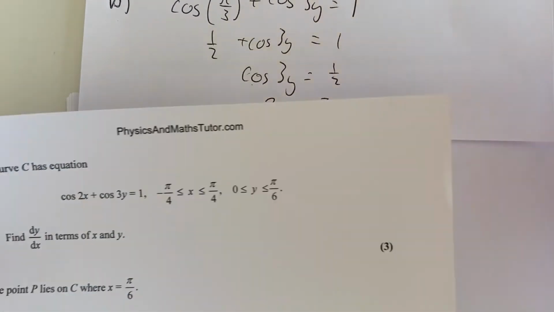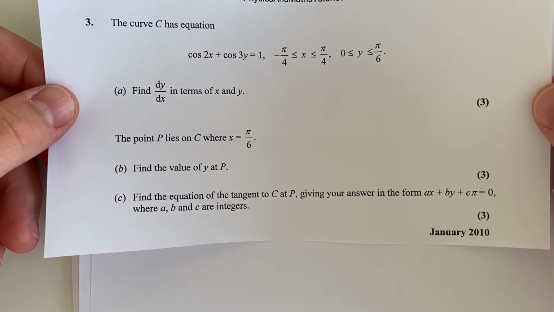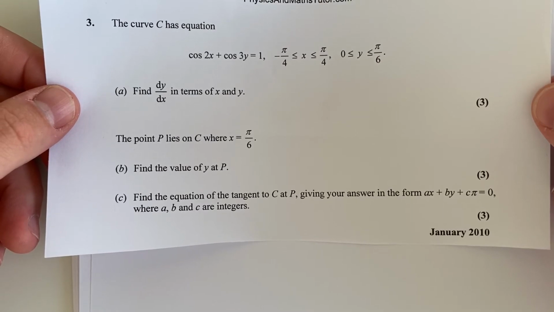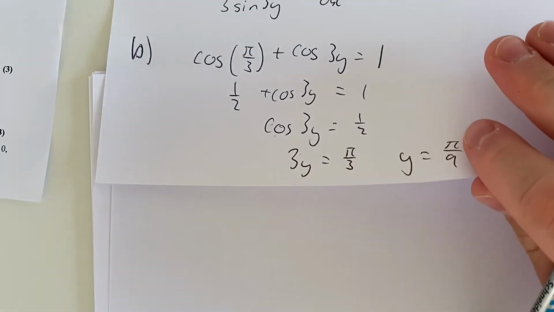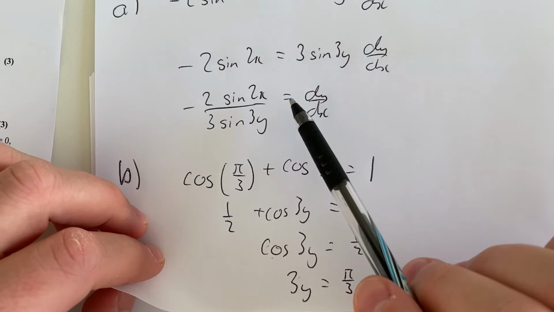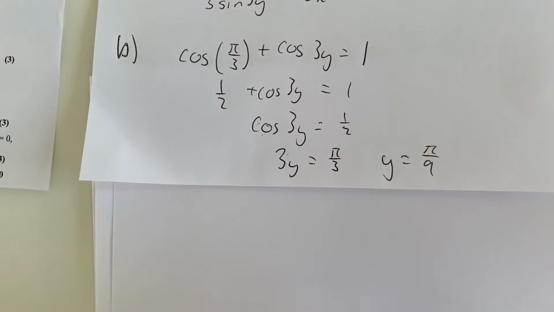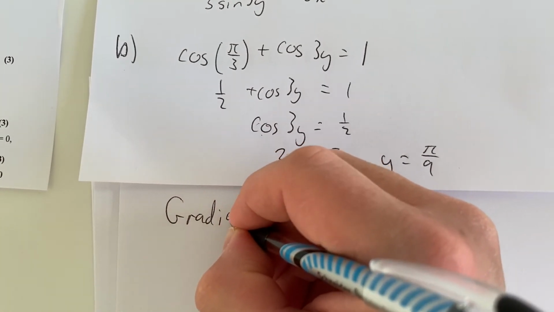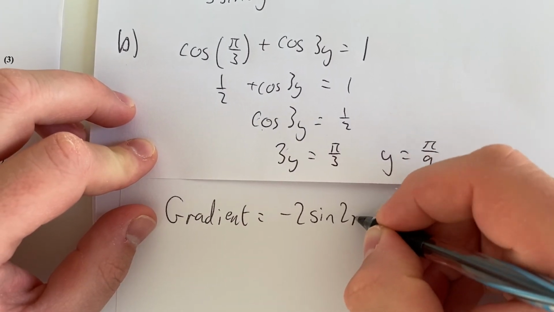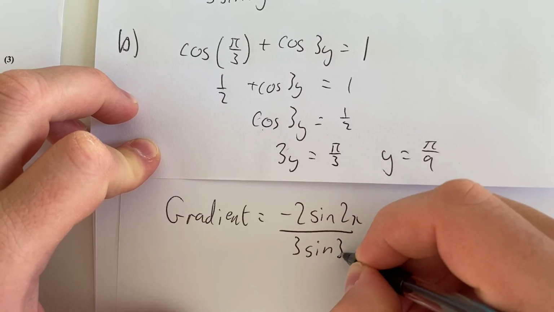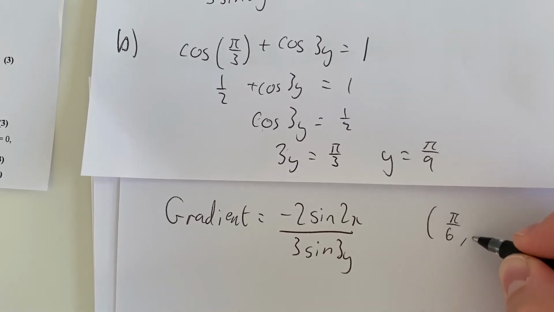So then, third part, find the equation of the tangent to C at P, giving your answer in the form ax plus by plus c pi equals 0, where a, b and c are integers. So we've done a lot of the work before. So we have dy by dx, so for our gradient, it would be equal to minus 2 sine 2x over 3 sine 3y, and we have the coordinate pi by 6, pi by 9.